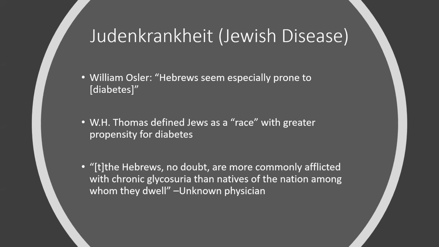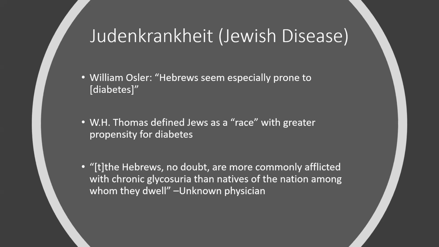So how do we think about this broad question? My work is situated within these broader narratives or conversations around the transformation of disease identity and the ways in which disease reified and in a sense helped to create these ideas of difference and race. So by the turn of the 20th century, as historian Arlene Tuchman and others have written, diabetes was considered to be a Judenkrankheit, or a Jewish disease. William Osler wrote that Hebrews seem especially prone to diabetes. W.H. Thomas defined Jews as a race with a greater propensity for diabetes.